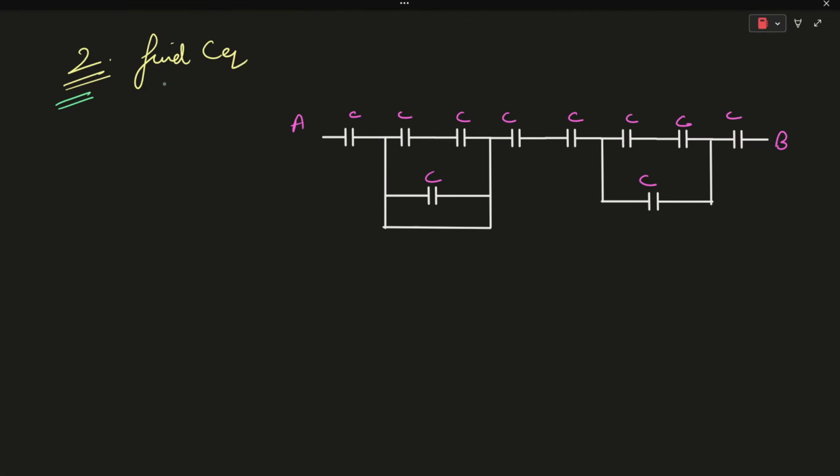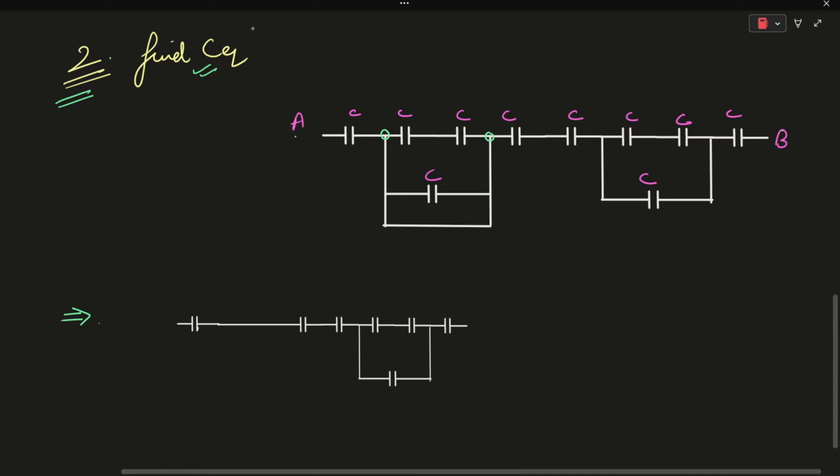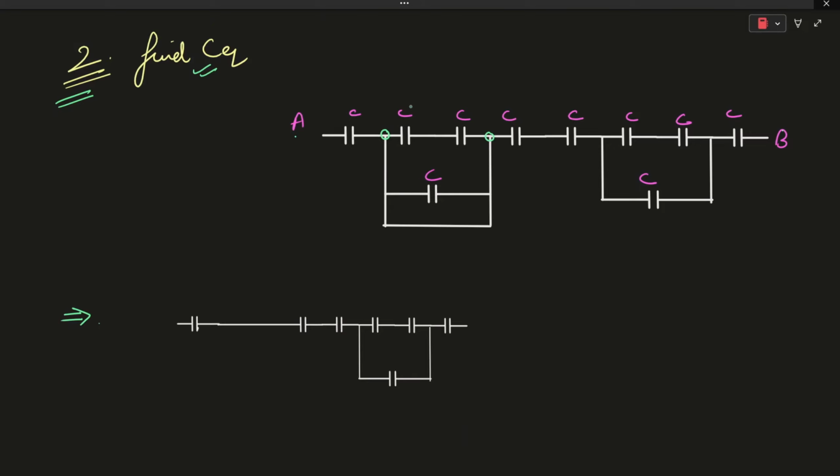In this problem also, we need to find the equivalent capacitance between the terminals A and B. In this figure, as you can see, this node and this node are both the same because they are connected via the same branch. It means that we can short circuit these three capacitors. So this will be the simplified version of this particular electrical network.